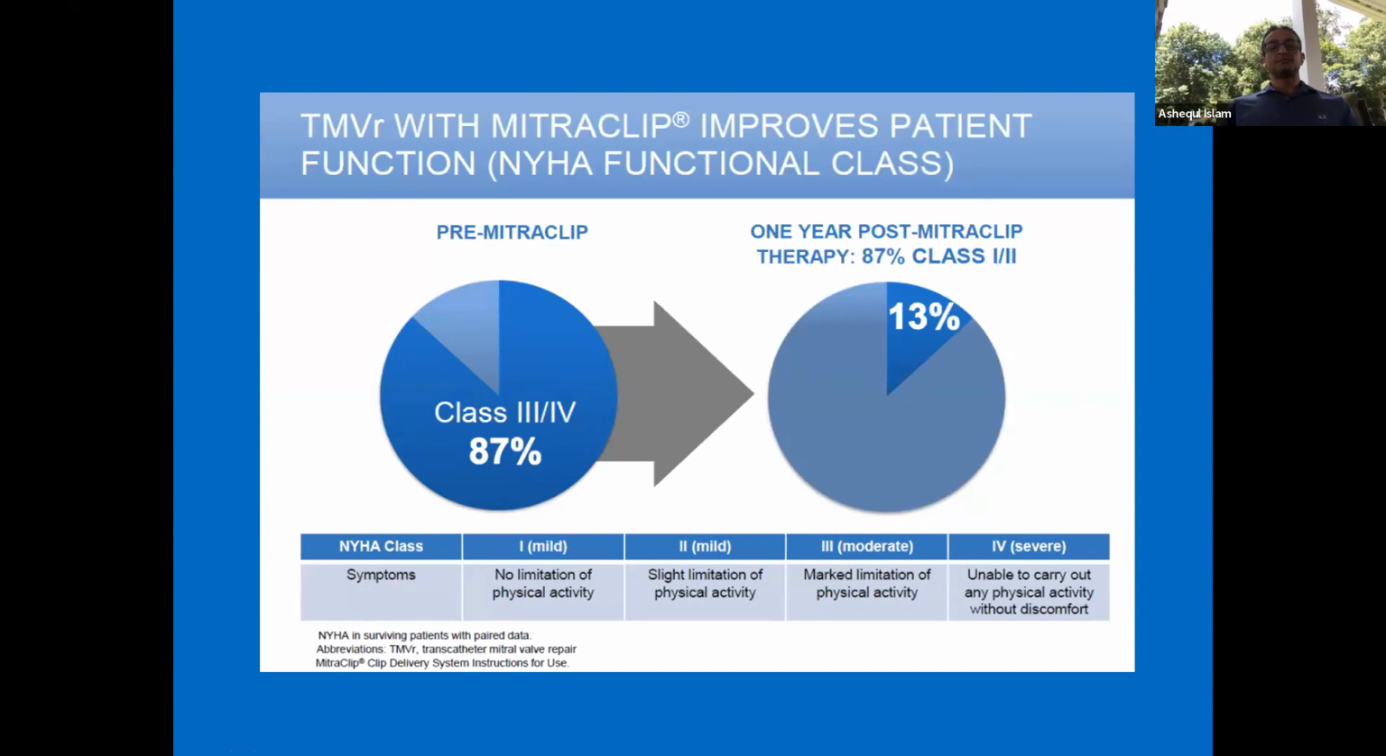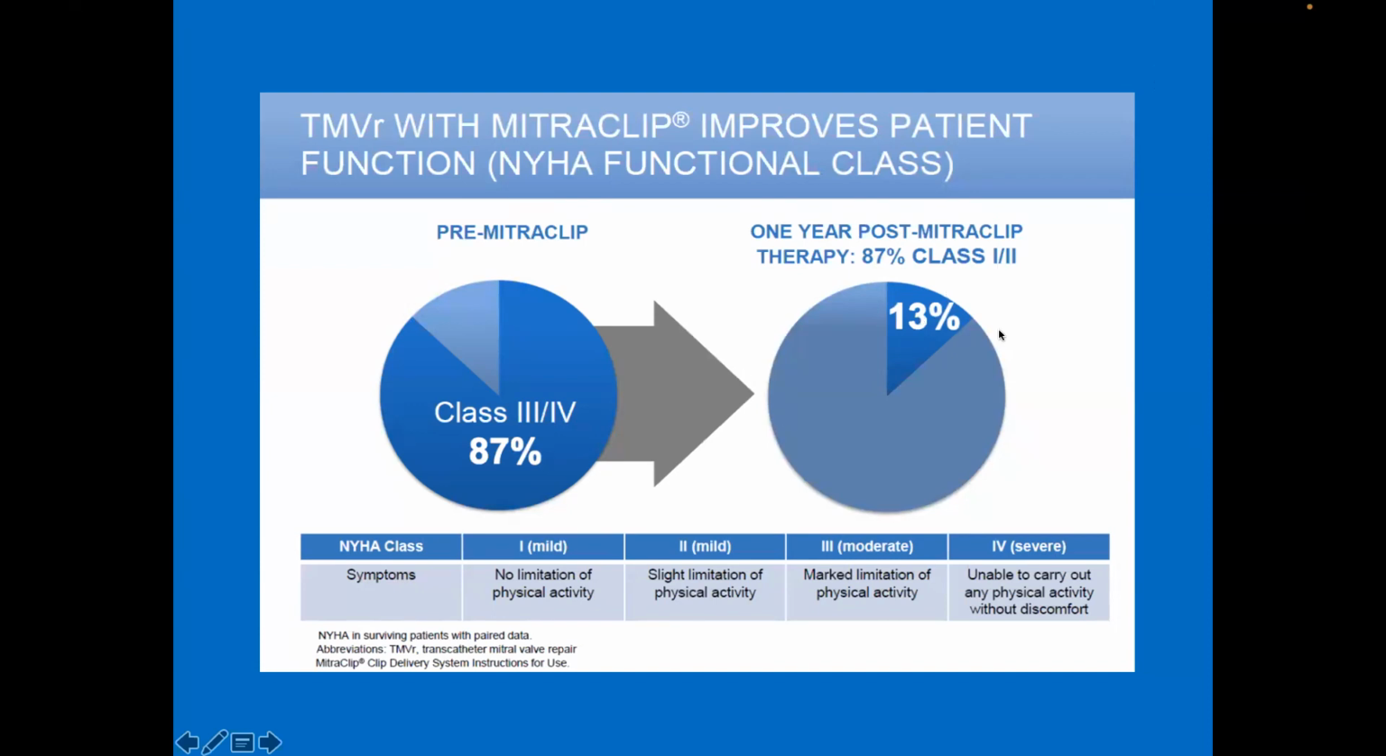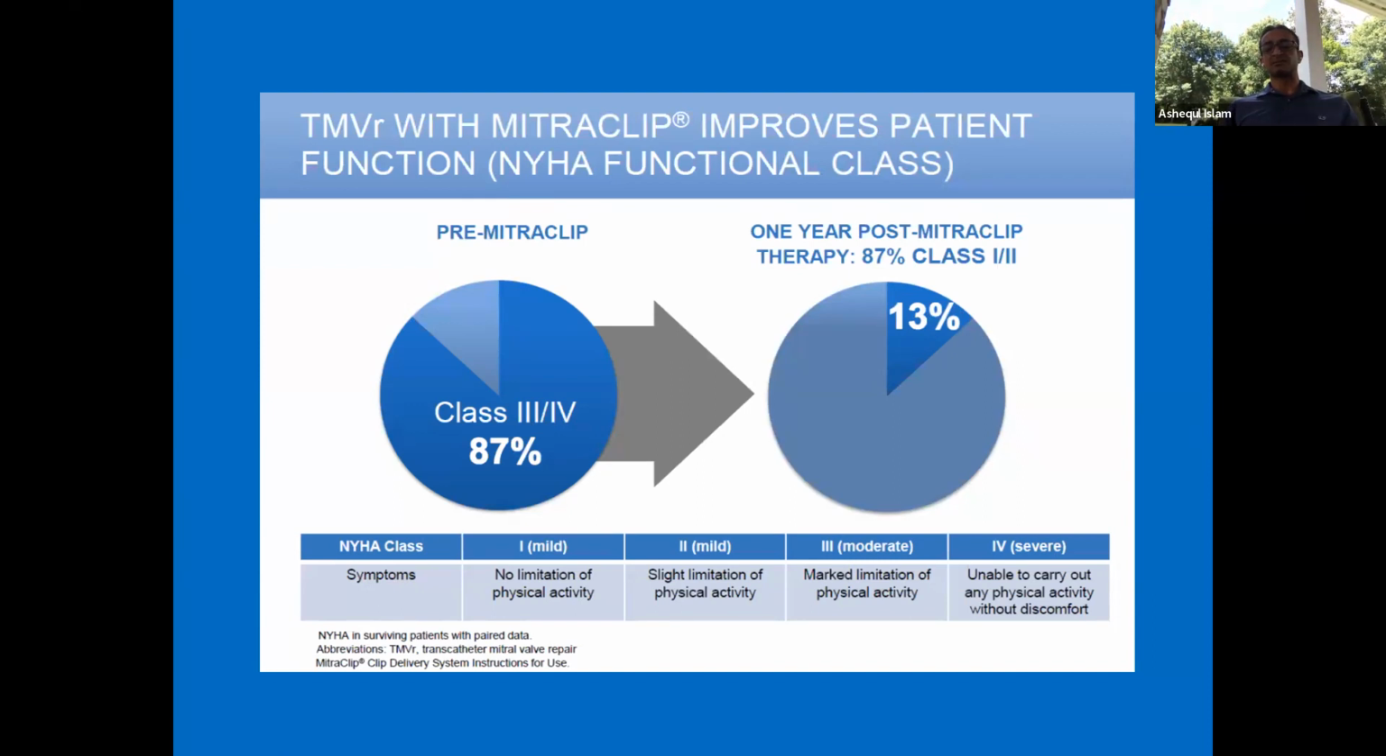So the functional improvement after mitral valve repair is also significant. If your patients are highly symptomatic, that means class 3 or class 4, post-mitral clip follow-up shows a similar experience to what we have in our center. The US database at 1 year post-mitral clip shows only 13%, down from 87%, will have class 3 or class 4 heart failure symptoms. So the quality of life improvement is significant.